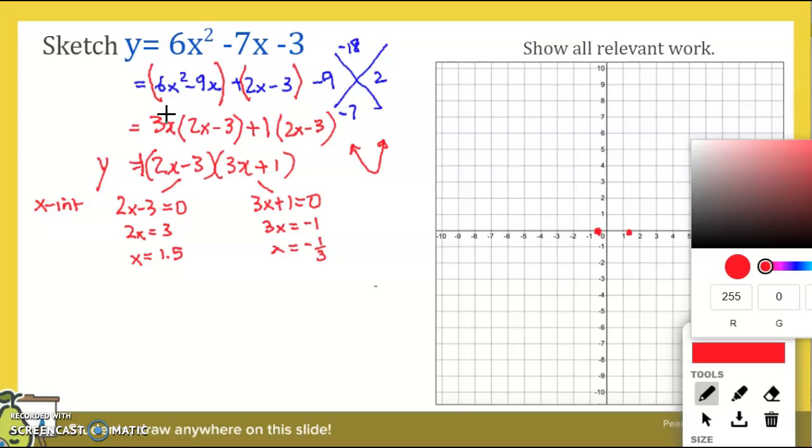Okay, now what about the vertex? Okay, so vertex is going to be the average of the two numbers. The x number is going to be the average of the two x-intercepts, that's going to be 1.5, which is the same as 3 over 2. I am going to keep it as fractions because I want the exact number. Plus negative 1/3, divided by 2. Okay, how do I deal with fractions? If I'm adding, I need to turn it into a common denominator.